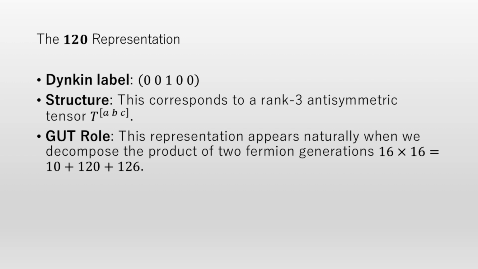The 120 representation. Dynkin label 00100. This corresponds to a rank 3 antisymmetric tensor T_ABC. Counting the independent components gives 120. This representation appears naturally when we decompose the product of two fermion generations. This means a Higgs field in the 120 representation can generate specific types of fermion masses.